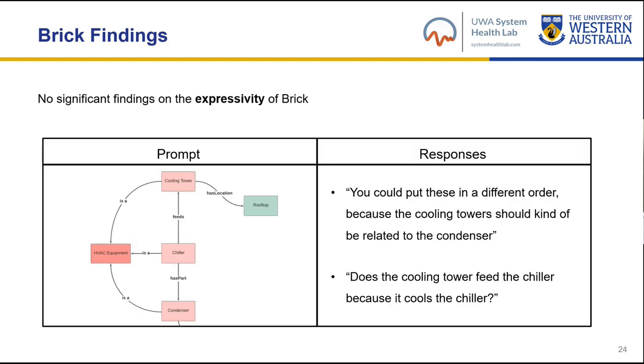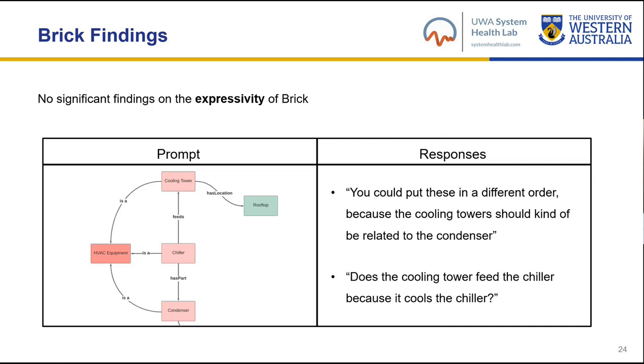On the other hand, the process did not yield any significant findings on the expressivity of BRIC. While the purpose of the concept maps were to ground the otherwise abstract relationships, participants were distracted by the examples. Consider the following concept map, the prompt where a few relationships were introduced to participants, one of which being feeds, which describes the topology of the building by indicating a sequential process between 2 pieces of equipment. For example, you could have chiller feeds cooling tower.